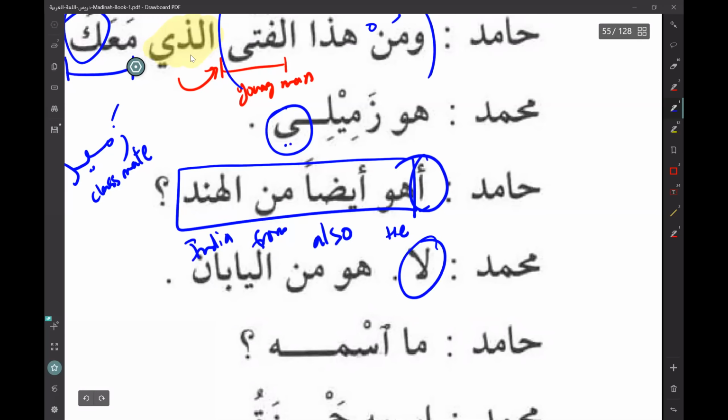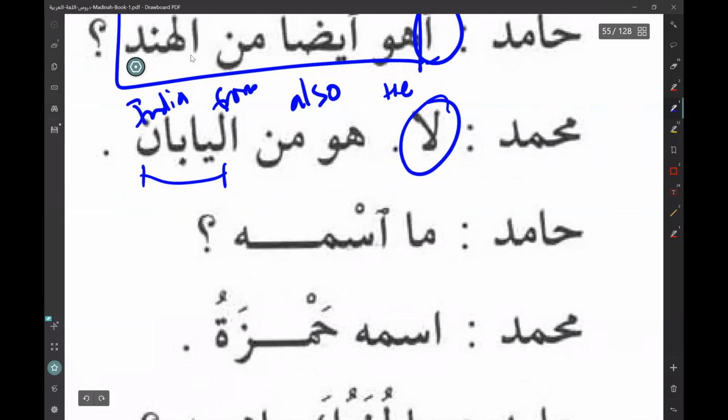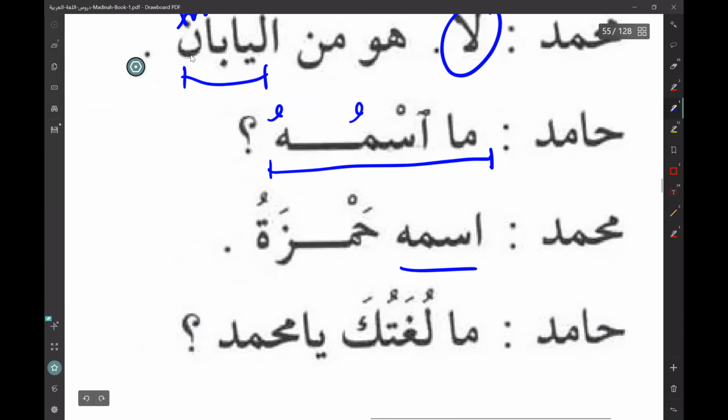Now, again, remember, you have to ask a yes or no question. So now here it's saying la. La means no. Huwa minal Yaban. He is from Yaban. What is Yaban? We had this country before. Japan. Naam. Jayyid. Okay, now it's saying masmuhu. Can you translate this one? Masmuhu. What is his name? Excellent. Yes, masmuhu, what is his name? Ismuhu, his name is Hamza.